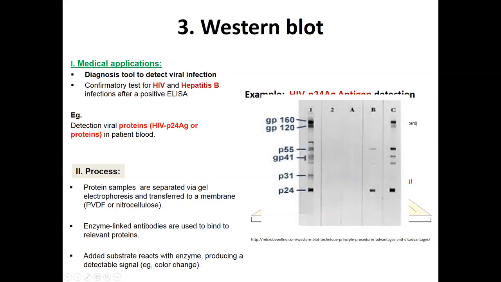So in the Western blot, what is the sample? Protein, right? Good. You use the antibody, you run the gel, and so forth, and transfer to a membrane.